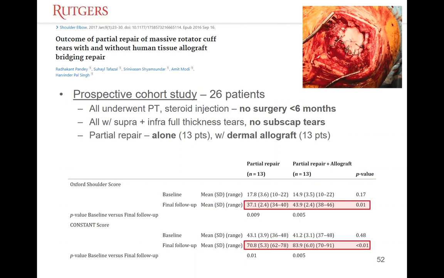So while this was a low number of patients recruited and non-randomized, the prospective nature of two cohorts makes it of higher quality than most of the other studies we see, and their findings did support use of a graft augmentation when a partial repair is performed.